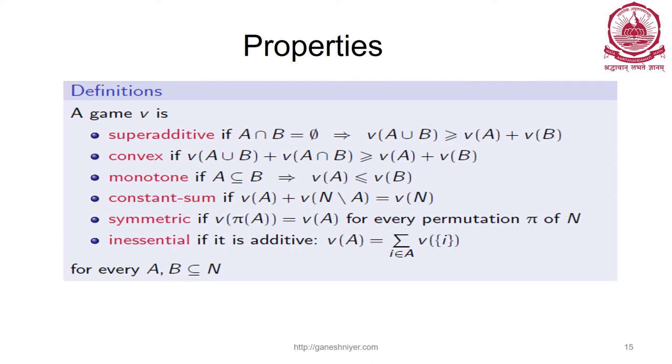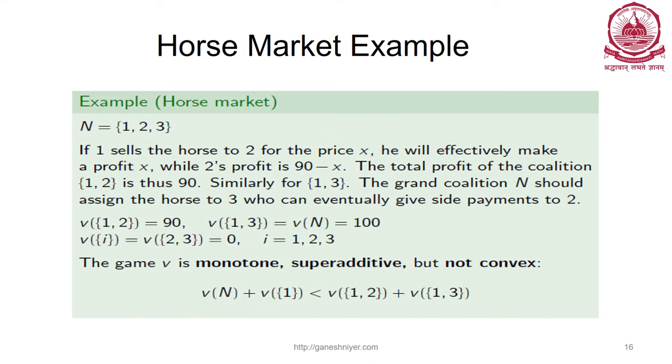Such as monotone, constant sum, superadditive. And come back and verify that the given coalition game is monotone and superadditive but not convex.